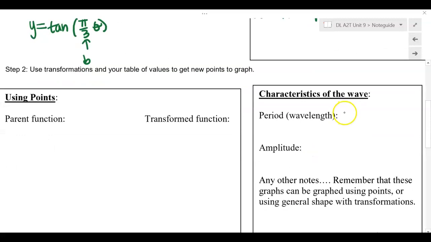My period is normally pi for a tangent function. However, horizontally, things are getting compressed by getting multiplied by this 3 over pi. And this is going to make our period 3. So it's actually going to make the numbers on our x-axis more familiar, but not what we're used to when we're graphing trig functions. The amplitude is none because it's a tangent function, but there's also no vertical stretch or compression, so I expect my parent function points to still be 1 unit apart.